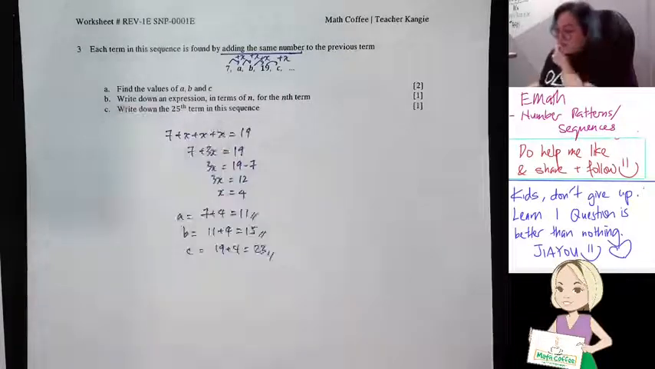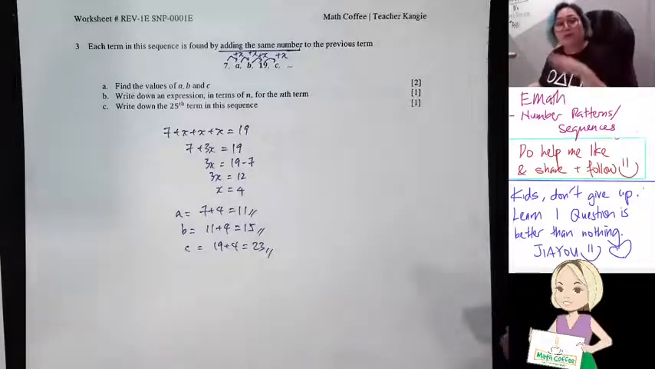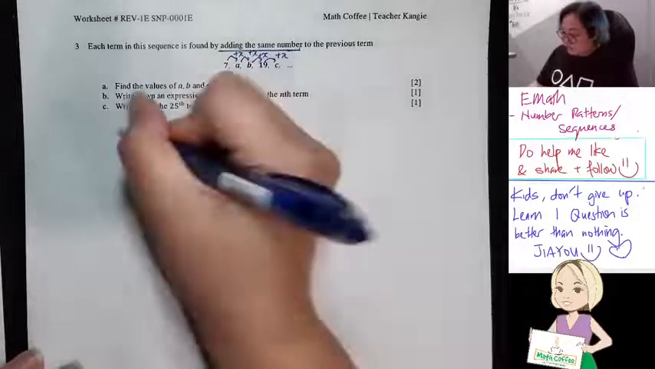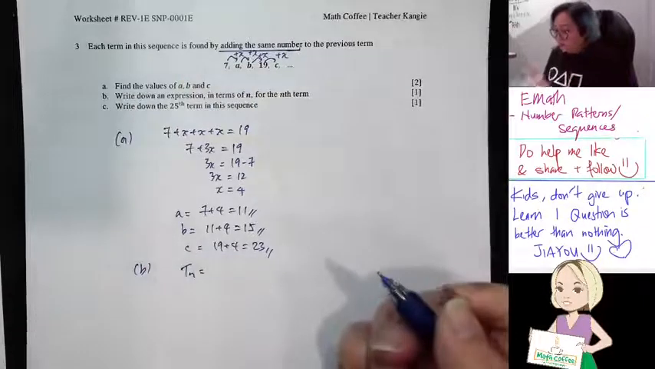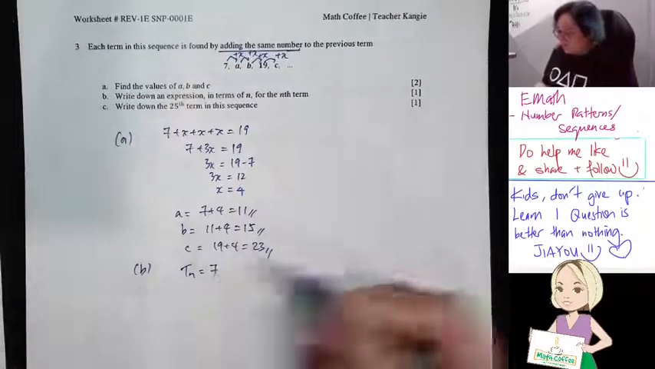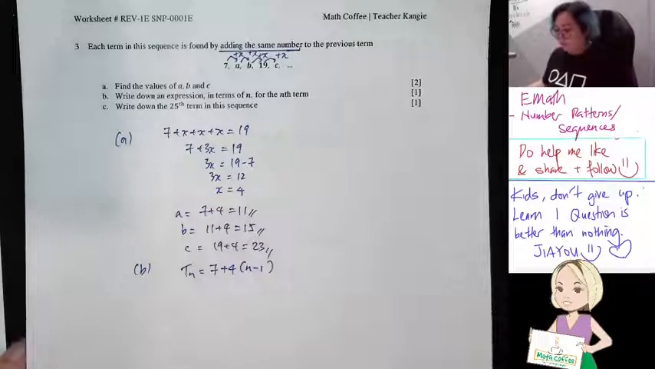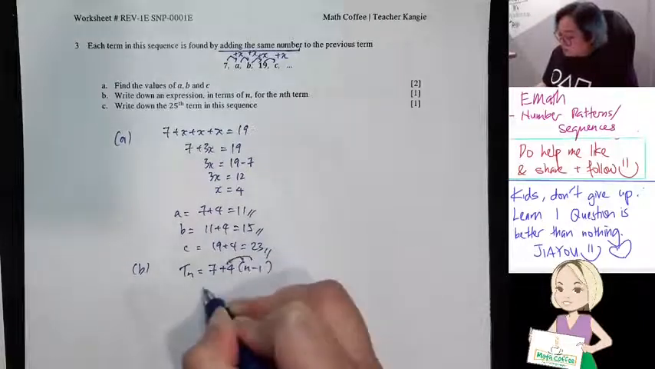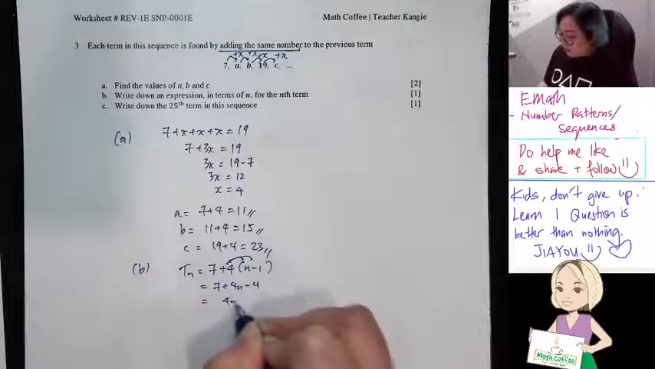Next, they say write down an expression in terms of n for the nth term. So by now you should know. Okay, this one is a fixed pattern, plus 4, plus 4, plus 4, and I will be able to find my nth term. So for B, my nth term will be first term 7, pattern plus 4, fixed, n minus 1. Okay, then again simplify this. So I have 7 plus 4n minus 4, 4n plus 3.